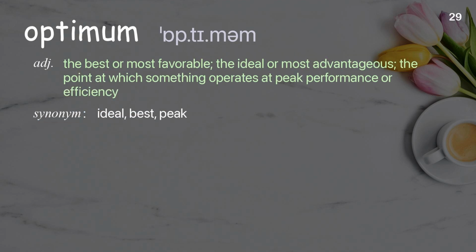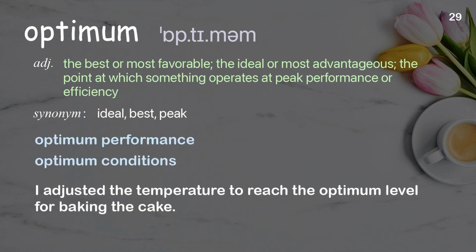Optimum. The best or most favorable, the ideal or most advantageous, the point at which something operates at peak performance or efficiency. Examples: optimum performance. Optimum conditions. I adjusted the temperature to reach the optimum level for baking the cake.